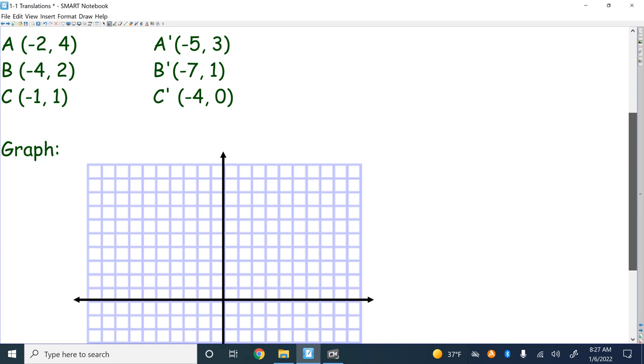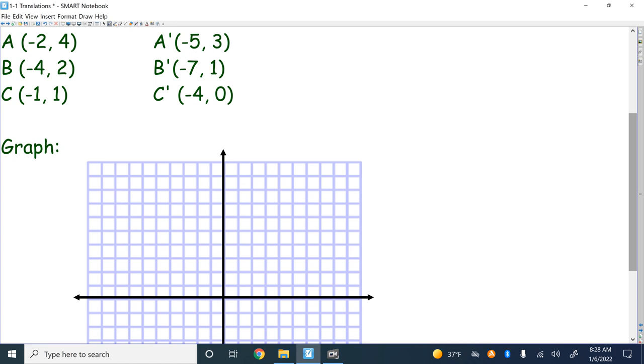Graph them. So let's graph those 6 coordinates. So it's definitely going to be 2 triangles here. And don't forget to label them. This is a good time, too, if you guys like different colors. You can use different colors. And some people also like to shade them in, too. So if there's the original image, you can leave plain and then shade in the new one.